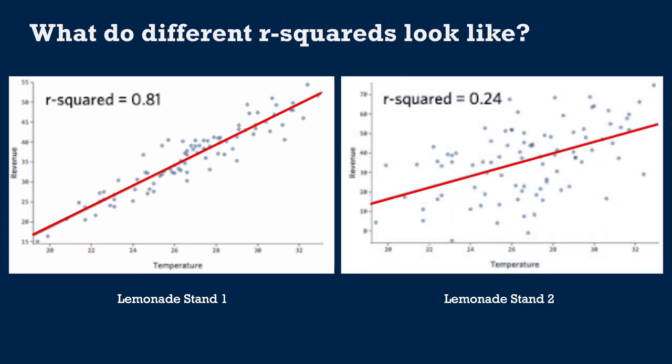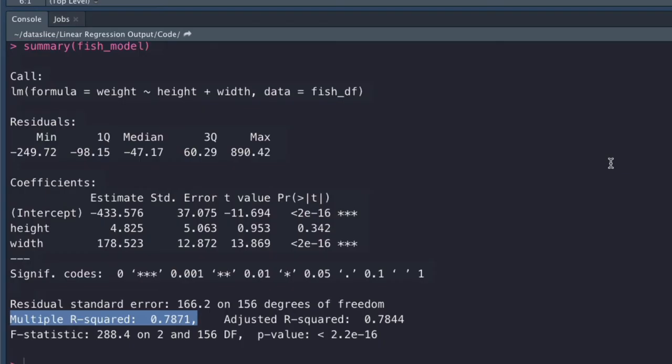Now in this other graph, which is of a different lemonade stand, the R squared is obviously a lot smaller, which makes sense because the temperature doesn't seem to be the best predictor. And it could be that this lemonade stand is actually indoors, so the outside temperature doesn't really have a huge effect on revenue. Now, we see that there are 2 types of R-squareds, the multiple R-squared and the adjusted R-squared.